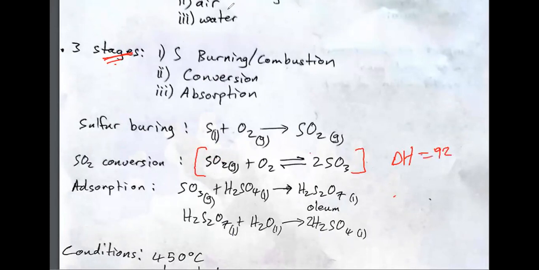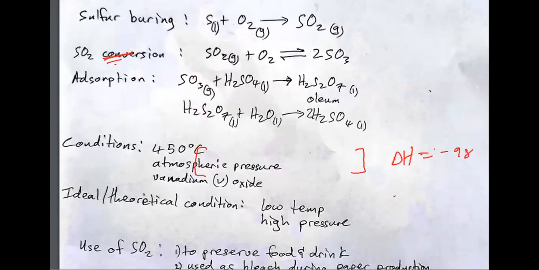So delta H is a negative number. Le Chatelier's principle will come into play. All right. So the sulfur conversion, this equation is important. And adsorption. So try and remember these equations. Three processes, the raw material, and the equations. Apart from that, you need to know the conditions.